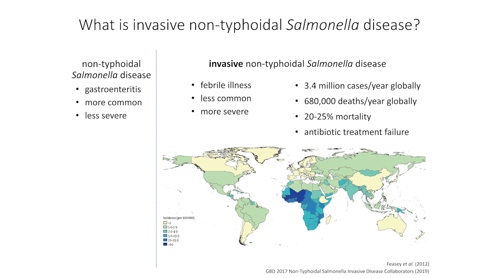So what is invasive non-typhoidal salmonella disease? Generally, salmonella disease involves diarrhea. However, invasive salmonella can occur when salmonella crosses the gut and disseminates into the blood and lymphatics and then seeds at systemic sites like the liver and spleen and replicates there. And this leads to a severe febrile illness that results in 20 to 25% mortality. There are 3.4 million cases a year globally.